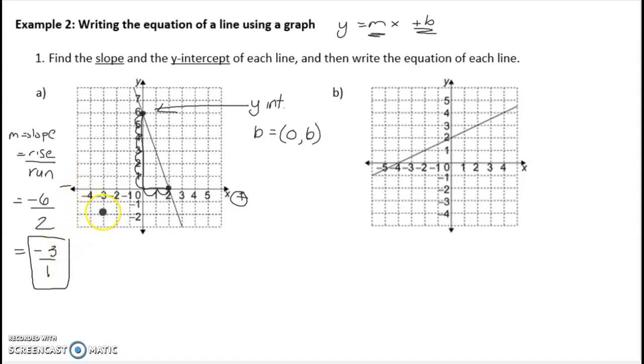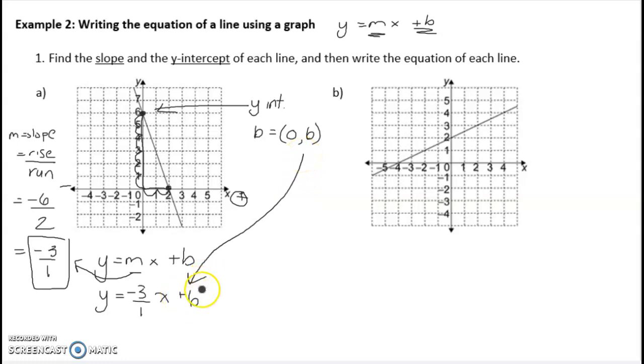So now we have to put it in the form y equals mx plus b. So y equals, we know that our slope is negative 3 over 1 x. And then we know that my y-intercept was positive 6. So it's positive 6. And there, we just put it into slope y-intercept form.